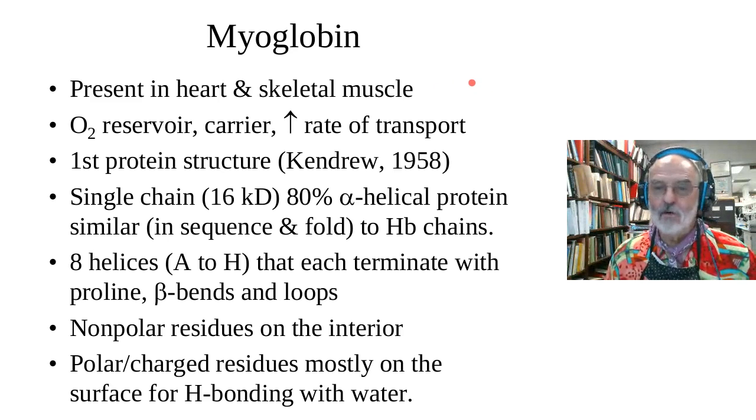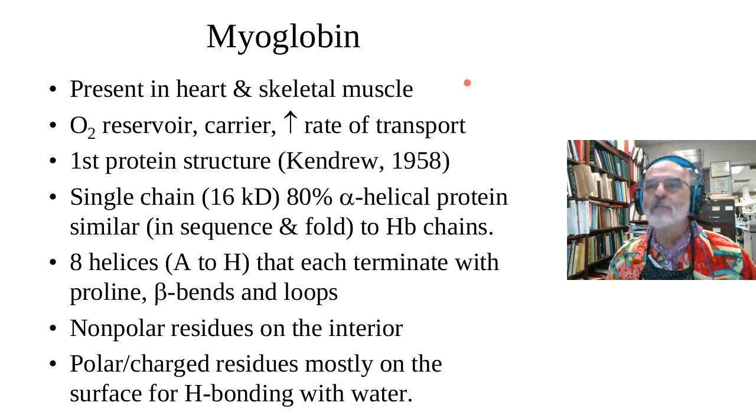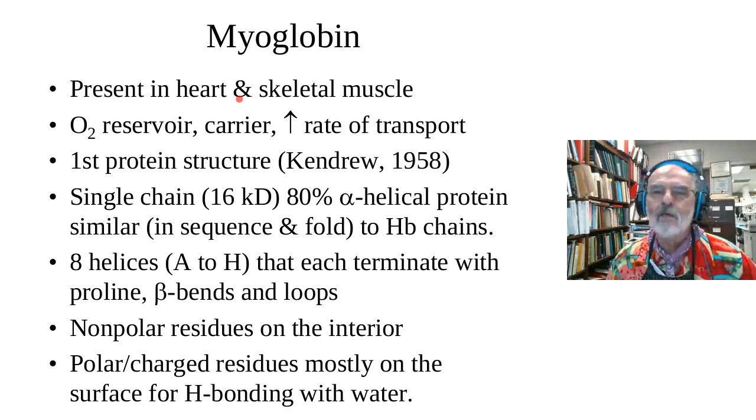So let's talk about myoglobin and then get more complicated. Myoglobin is present in heart and skeletal muscle. It's an oxygen reserve. It's a carrier, a transporter. It is thought to increase the rate of transport and preserve oxygen, or store oxygen in the tissue for oxidative phosphorylation. As I already said in another slide, its crystal structure was originally solved by John Kendrew in 1958.